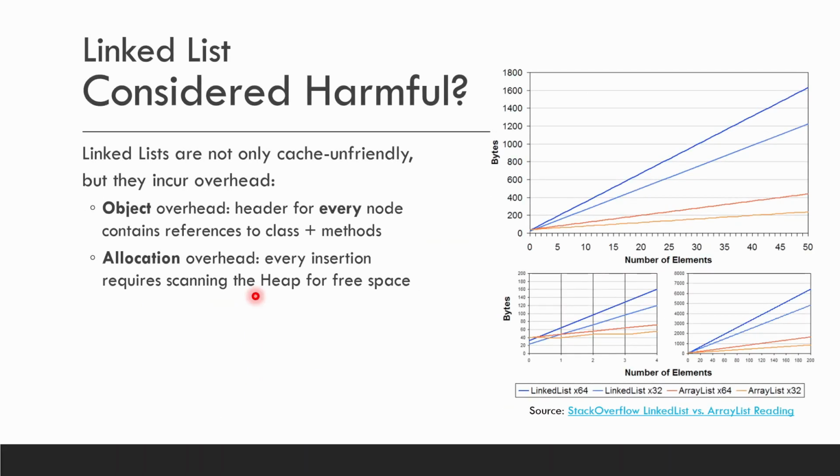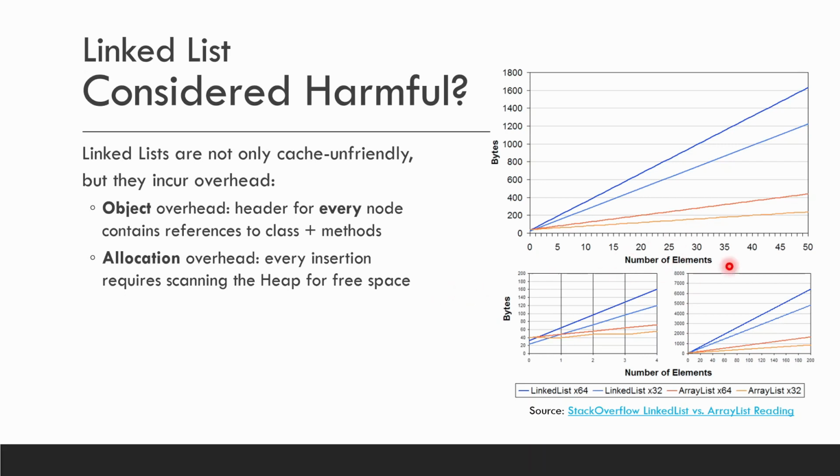One of the readings I had to do about linked lists was the trade-off between storing all these separate elements and their overhead versus just using something like an array list. Not only are linked lists cache unfriendly, but they incur certain overhead. They have the object overhead of having an additional header and method references for every node involved, as well as allocation overhead. Every insertion requires scanning the entire heap for another free space that I can instantiate a new list node for.